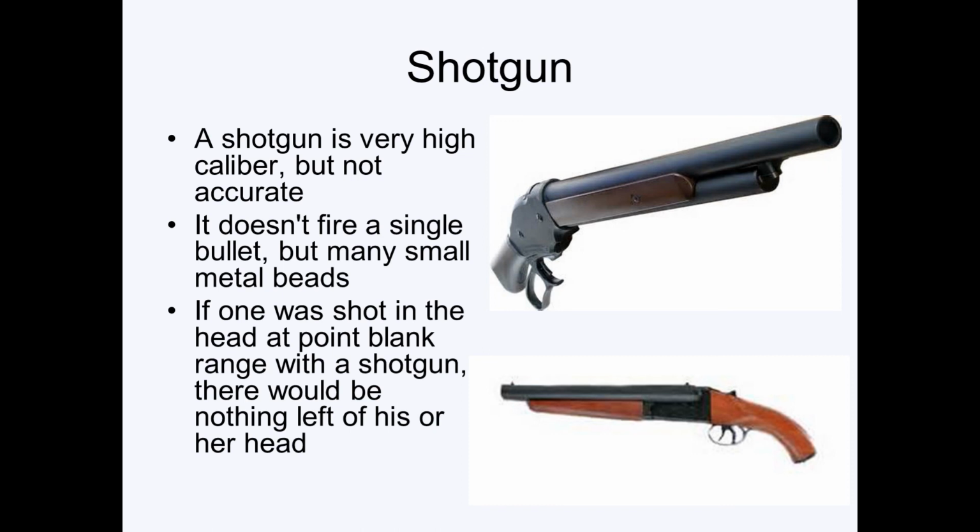A shotgun is very high caliber but not accurate. It doesn't fire a single bullet but many small metal beads. If one was shot in the head at point blank range with a shotgun, there would be nothing left or very little left of his or her head.